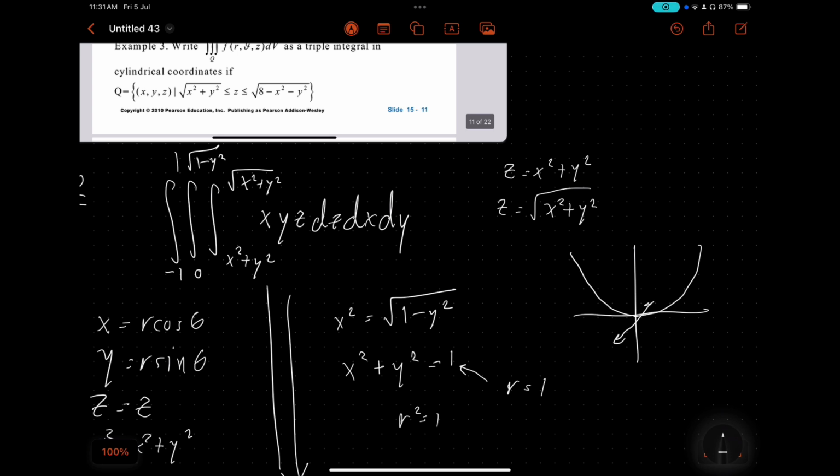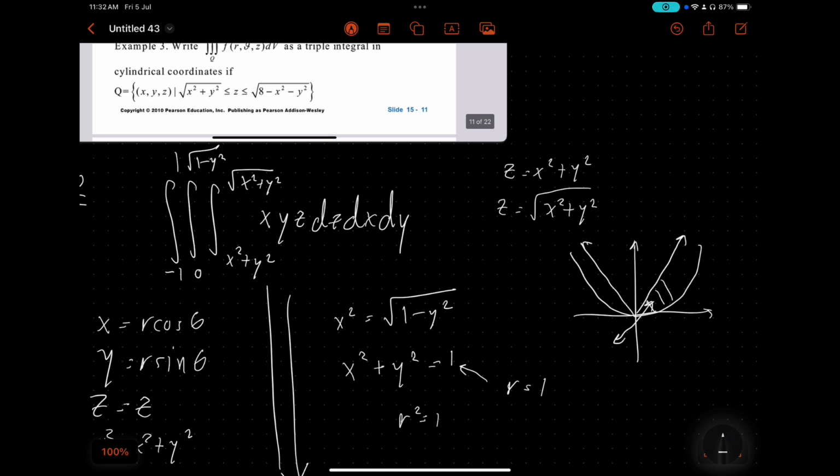Now this is an xyz. Okay, and let's try to draw the other one, z equals square root of x squared plus y squared. Okay, so it's gonna be a cone. So this is basically a cone. It's gonna be like this.